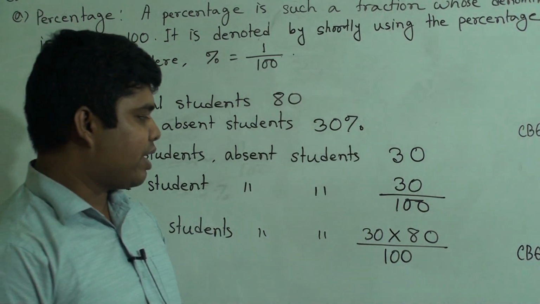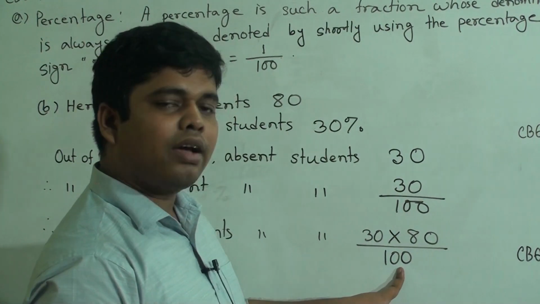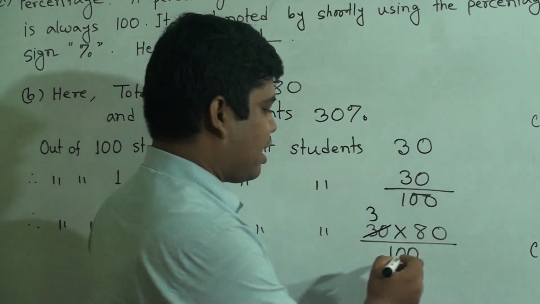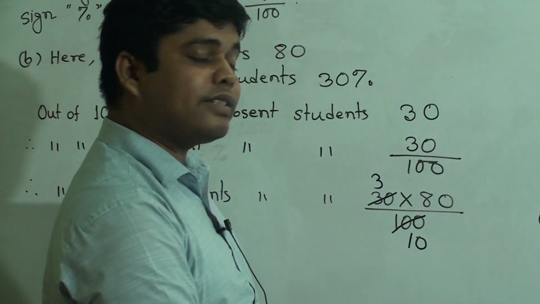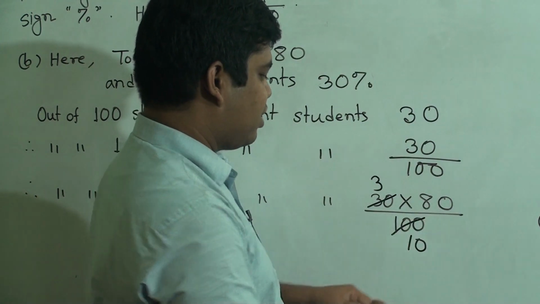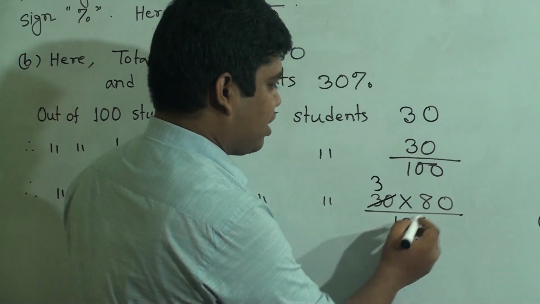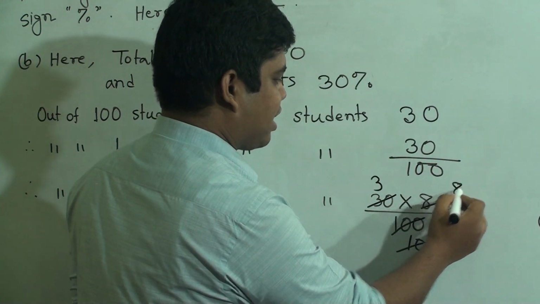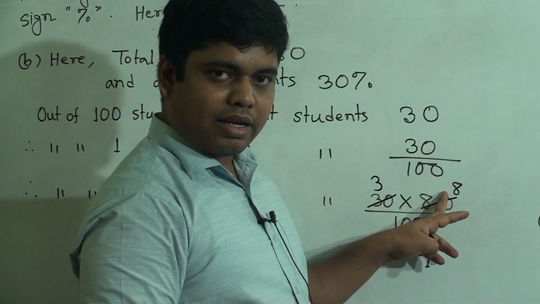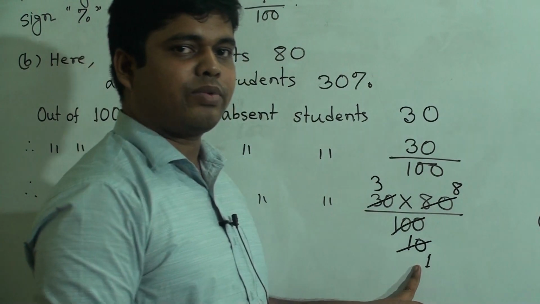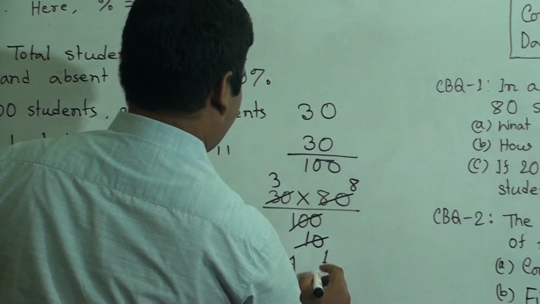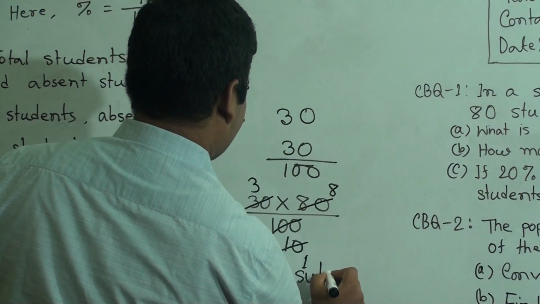Now my dear students, notice 30 and here 100, so we cut both numbers by 10. So 10 threes are 30 and 10 tens are 100. Now notice here 80, here 10. So we cut this 10 by 10, we get 1. We cut this 80 by 10, then we get 8. So here as a numerator 3 and 8 are left, and as a denominator 1 is left, which is negligible. So now we multiply these two numbers. 3 8s are 24. So 24 students are absent.